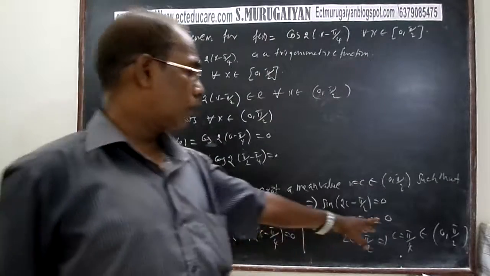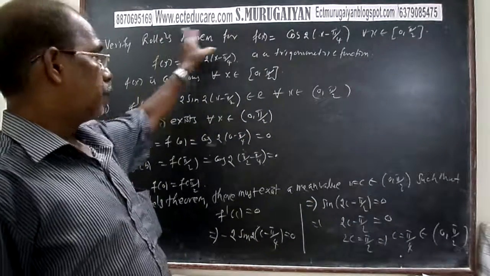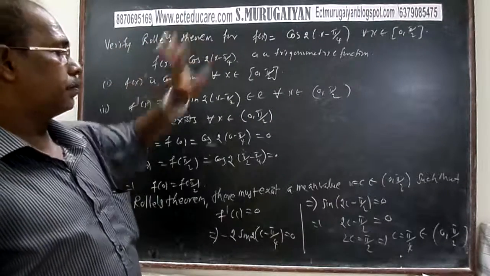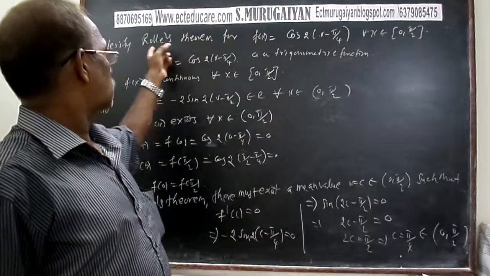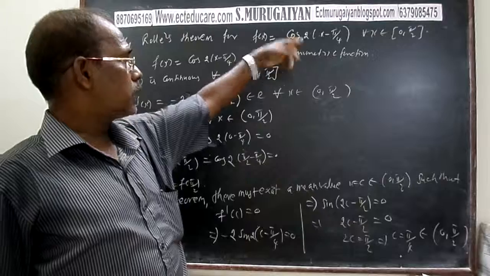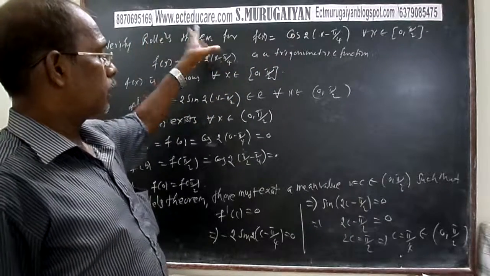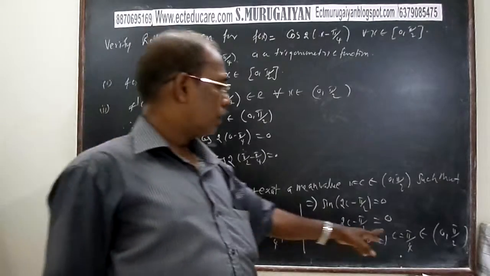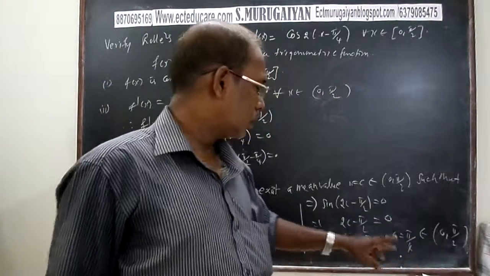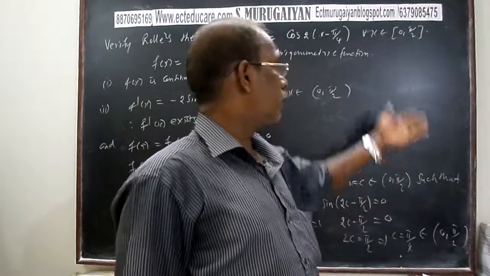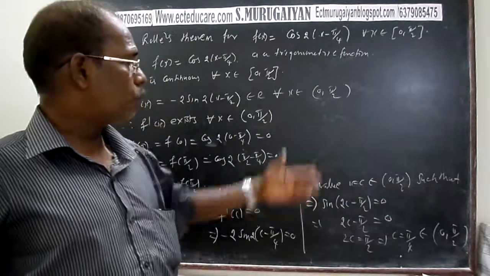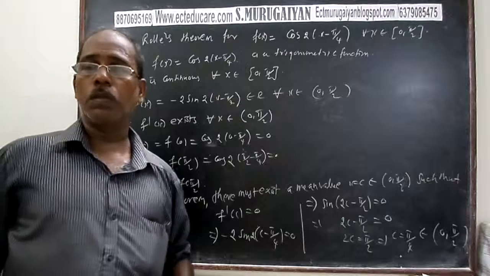So when c = π/4, the function is verified for Rolle's theorem. Now Rolle's theorem statement is verified when c = π/4. This is one of the mean values of the open interval (0, π/2). Keep watching this, we will discuss one more question.